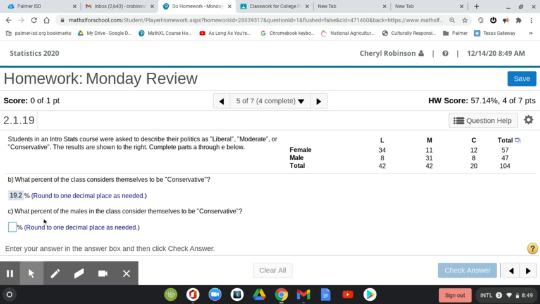Okay, what percent of the males in the class consider themselves to be conservative? So what percent of the males? So now my denominator changes to the subtotal of the males, which is 47. How many of these 47 consider themselves to be conservative? 8. So 8 divided by 47, 17.0.